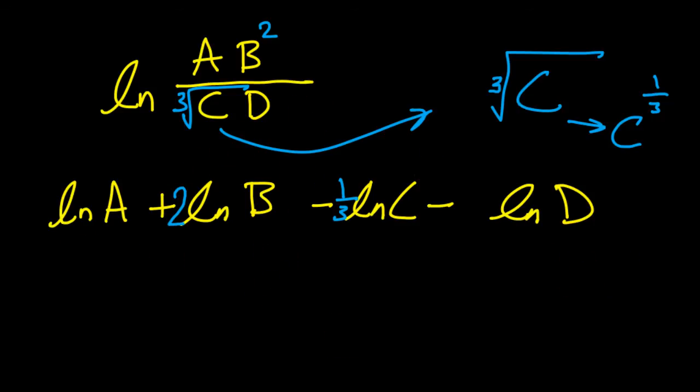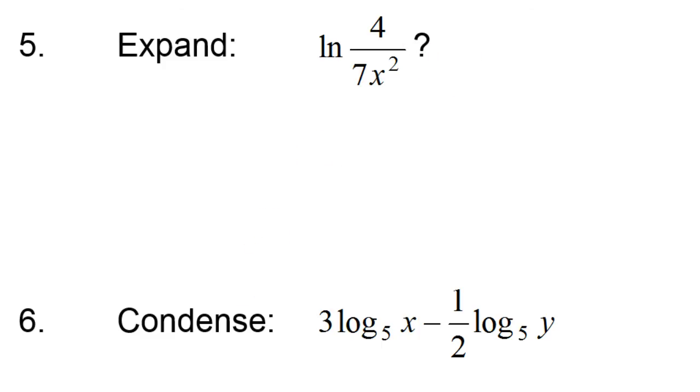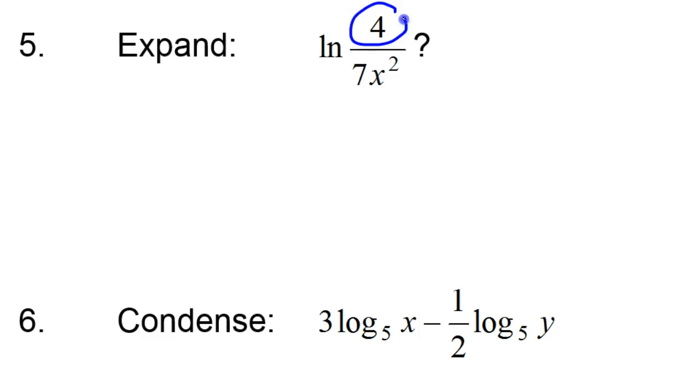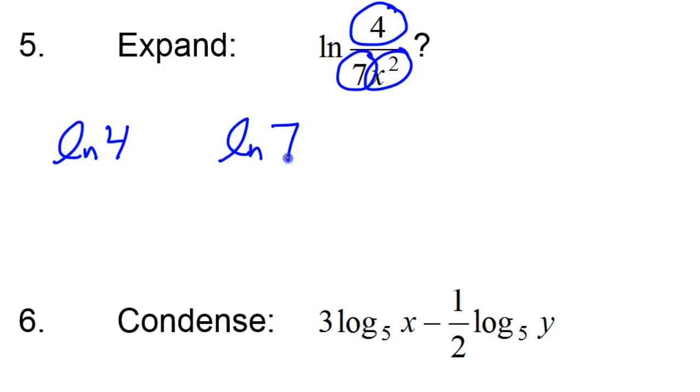Now we should have the skills to go back and do problem number 5, which is actually easier. So I see 3 separate things here, the 4, the 7, and the x squared. They're like 3 separate things. So I'm going to have natural log 4, I'm going to have natural log 7, and I'm going to have natural log x squared. The 4 was from the numerator, so it stays positive. The 7 and the x squared are in the denominator, so they will both be negative terms.